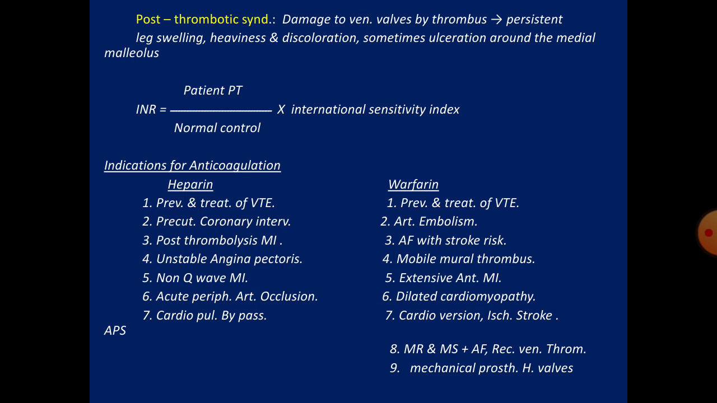What's the international normalized ratio, or what we call INR? This is the patient's PT over the normal control multiplied by the international sensitivity index. So when we use warfarin therapy, we should have the INR target between 2 and 3. And you see that there are many indications for anticoagulation, including heparin and warfarin therapy.